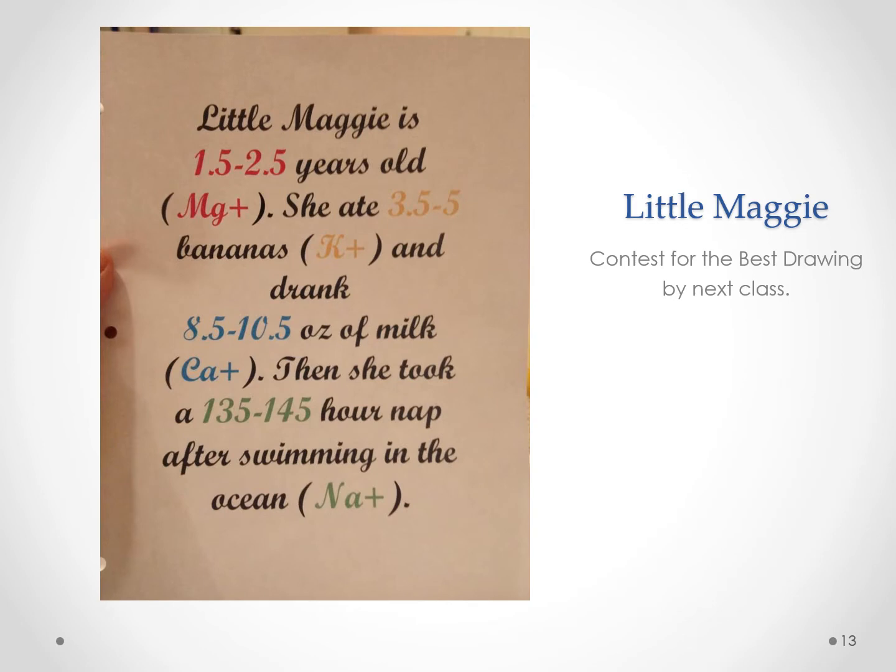So me and Miss Ebert were sitting there the other day and she asked, have you heard of little Maggie? Well, this is little Maggie. Little Maggie is 1.5 to 2.5 years old. That's your magnesium. She ate 3.5 to 5 bananas. That's your K. And drank 8.5 to 10.5 ounces of milk. That's your calcium. Then she took a 135 to 145 hour nap after swimming in the ocean. That's your sodium. This is a really cool way of trying to put it all together.